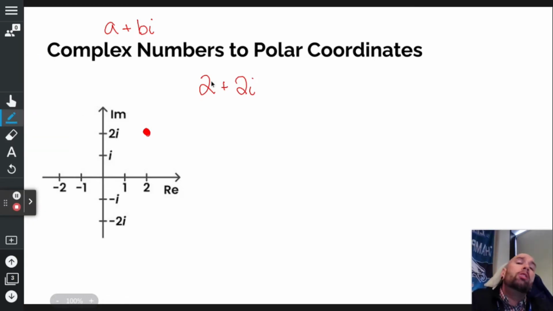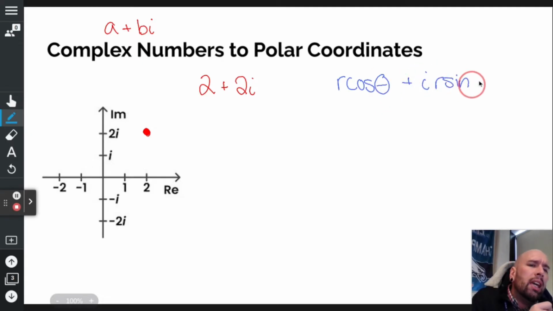Now, if I wanted to link this to what polar coordinates look like, it's going to be very different. A polar coordinate that is also complex is in this form: r cos theta plus i r sine theta. And you might look at this and say, well, wait a minute, r cos theta is like the x value, and r sine theta is like the y value. And when we graphed this, that was basically the x value, and that was basically the y value.